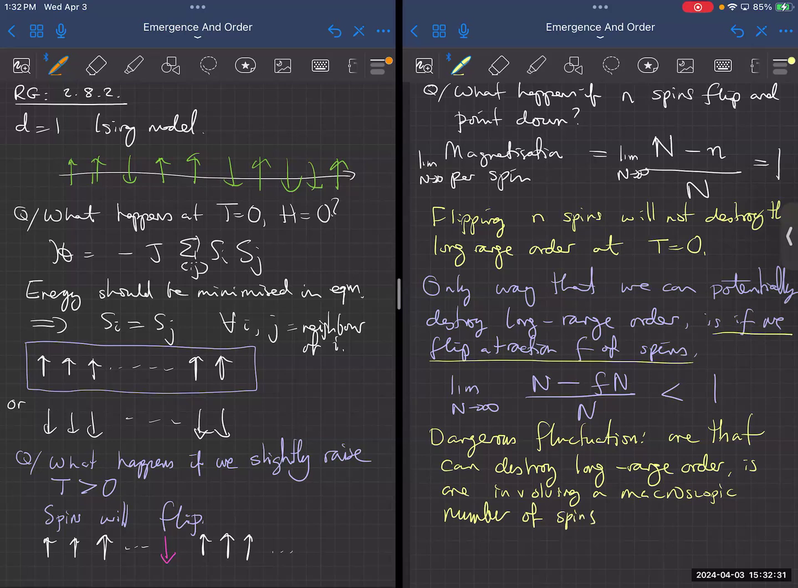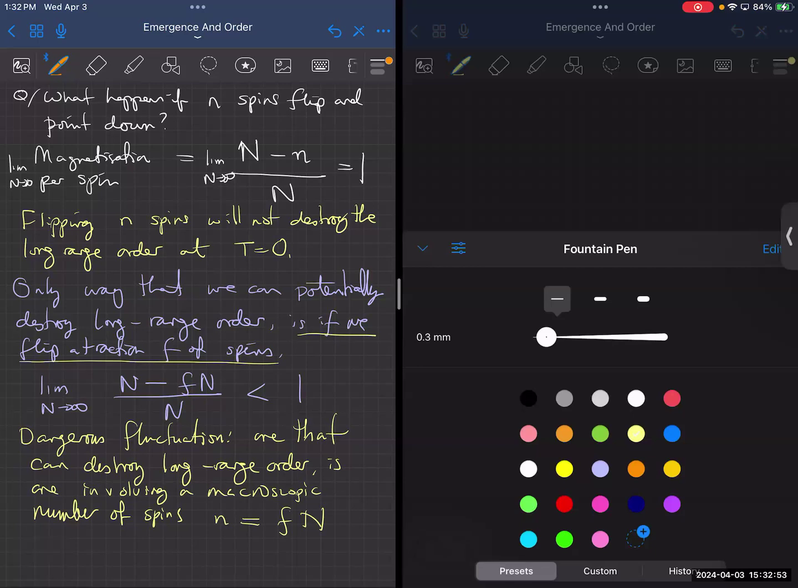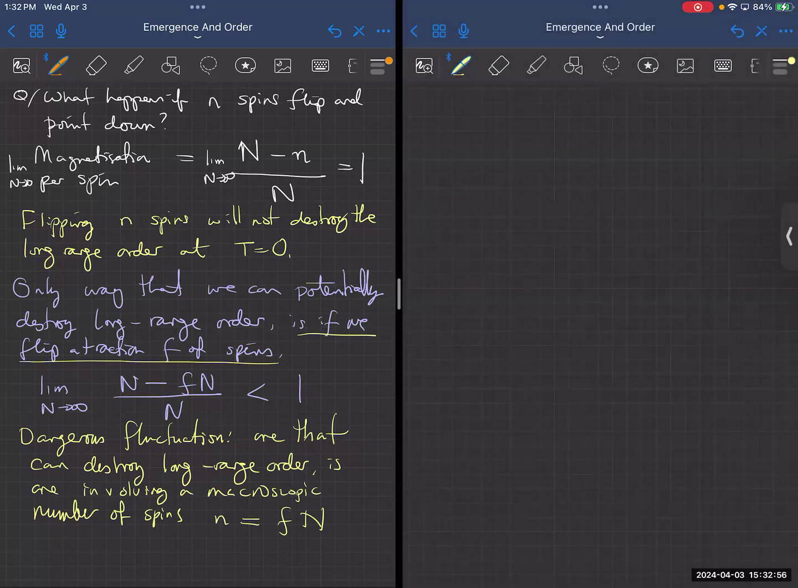And it's a macroscopic number because this n is a fraction of the total number of spins. It's a fraction, not a number, and so it scales with n rather than just being a number that is of order unity. Okay, so now we know that's the dangerous fluctuation. Now we need to ask ourselves a different question. This is all well and good, but actually, once we're at finite temperature, we have to do statistical mechanics and not energetics. So the next thing that we have to worry about is entropy.